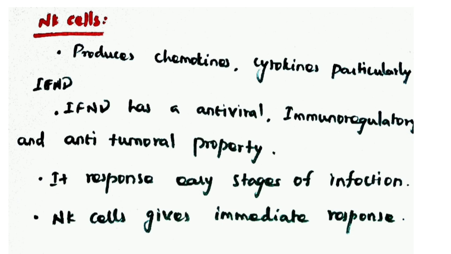Okay, and also NK cells are powerful producers of chemokines and cytokines, particularly interferon gamma. So this interferon gamma is a cytokine. It has antiviral, immunoregulatory, and anti-tumoral properties. Okay, it responds during the early stages of infection before the adaptive immune responses develop. So natural killer cells give an immediate immune response.